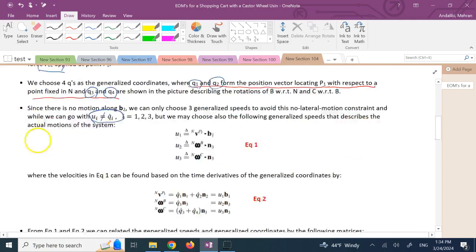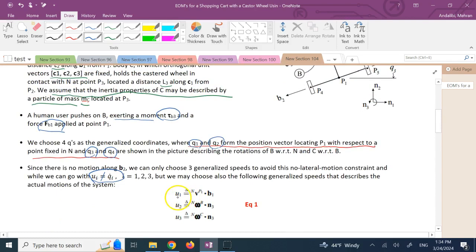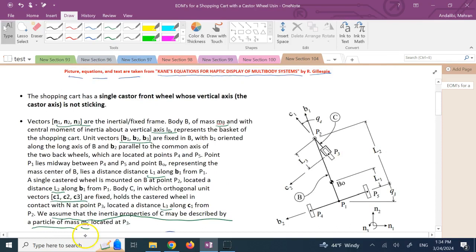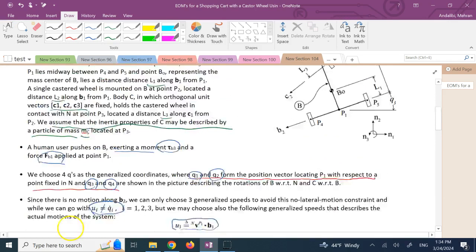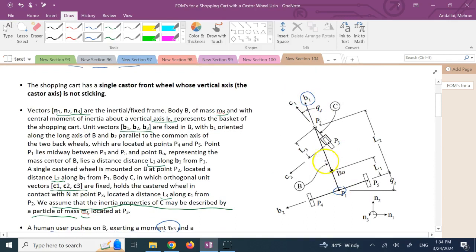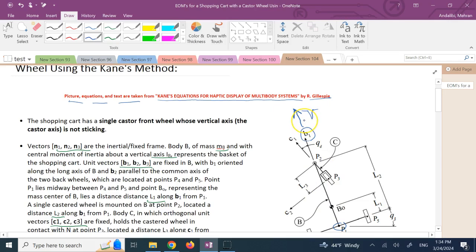So what U's were picked here? The first U that was picked was the speed of the cart in the forward direction. In this direction of B1, the speed of the forward or backward motion of the cart is picked as U1. So it's V of point P1 dot B1, the projected velocity of point P1 in the B1 direction, which is just the forward velocity. If you looked at my videos on differential drive, you see that this V of a differential drive is one of the important parameters.